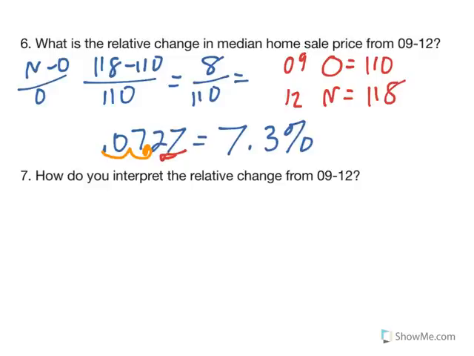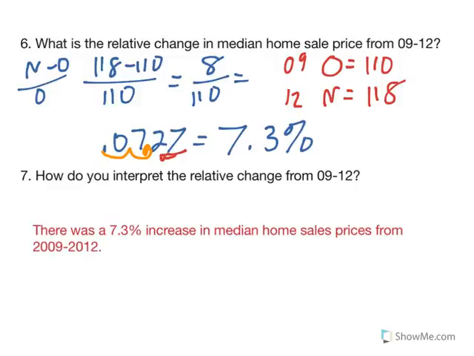Now it's positive, so how do we interpret this change? If it's positive, that means we have an increase. So I'm going to go ahead and type my answer so it's prettier. So the positive tells us there's an increase. So there was a 7.3% increase in median home sale prices from 2009 to 2012. Make sure you're specific. What are we talking about? What are my dates? Don't just say there was a 7.3% increase. When? Why? What? Make sure you give details when you interpret your changes or you give your meaningful sentences.